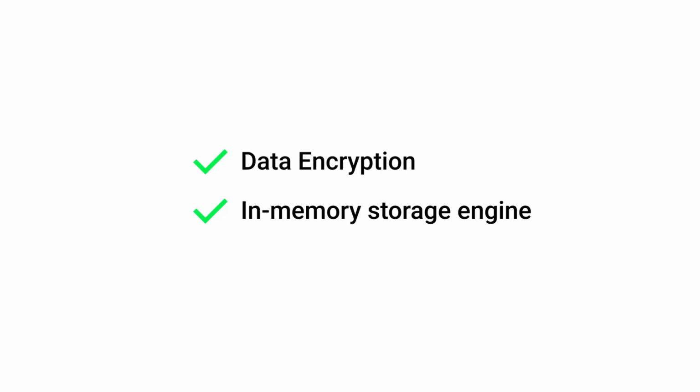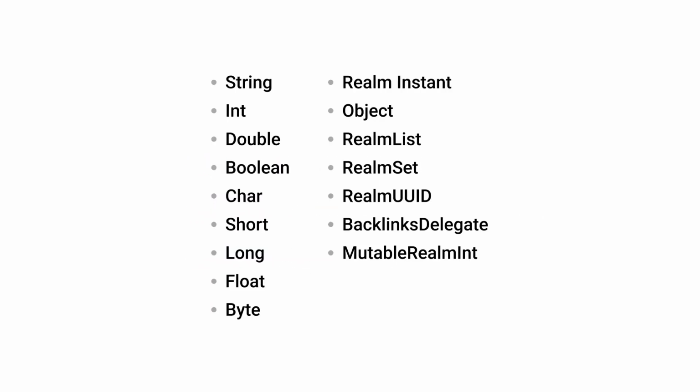And Realm is also a popular choice for multi-platform projects, since it has a lot of different SDKs for many different programming languages, including Kotlin. MongoDB supports various data types like string, integer, double, boolean, char, short, long, float, double, byte. Then there is a RealmInstant, which is basically a data type that holds the values and information about the date and the time. Then we can also store regular objects.